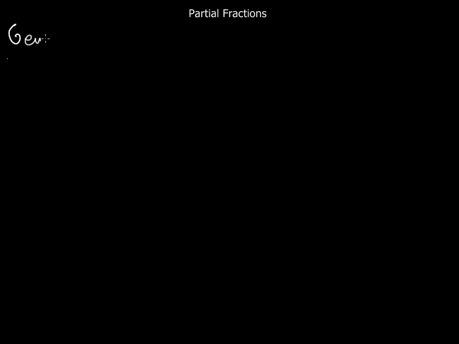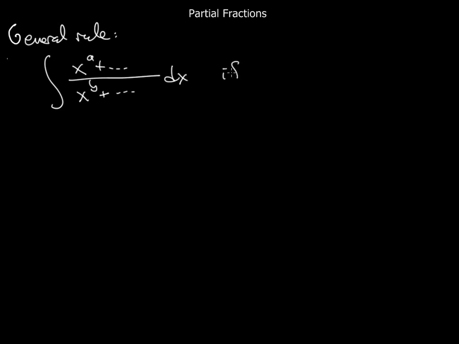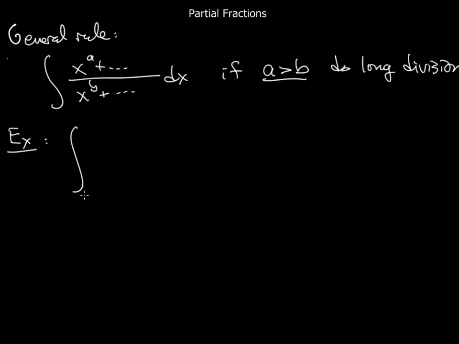So the general principle here is that if you're given an integral of the ratio of two polynomials, you look at the degree in the numerator and the denominator, and if a is bigger than or equal to b, I should have said bigger than or equal to, then you do long division and you replace it with a simpler problem. Okay, so let's do another example.